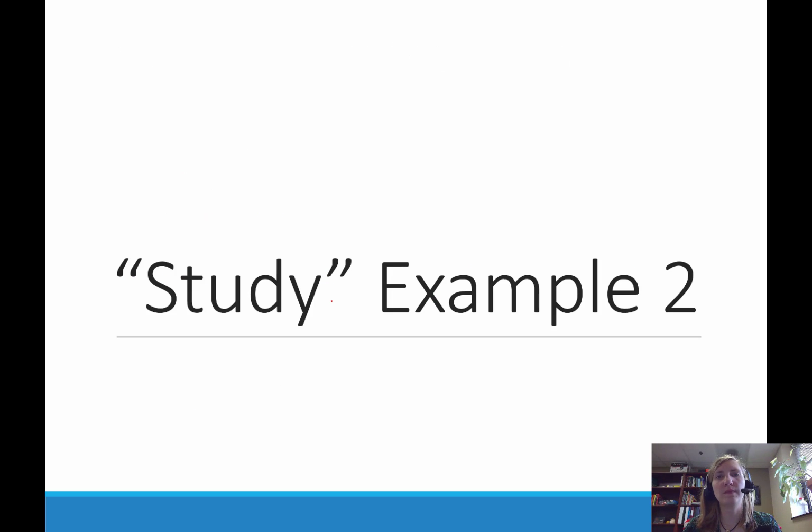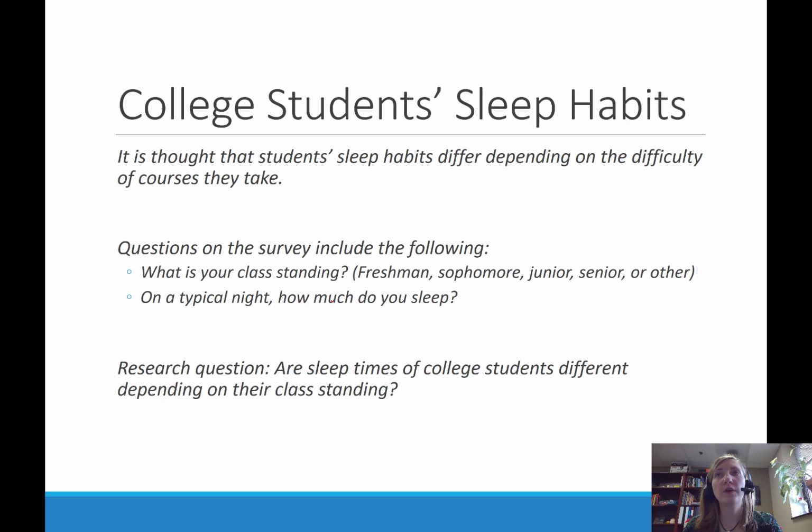Let's review study example 2. Remember that we are comparing sleep times of college students based on their class standing. We are dividing the students into two groups. Based on this information, what do you think the research hypothesis should be? Do you think those with a higher class ranking would get more sleep, less sleep, or a different amount of sleep than those with a lower class ranking? Please consider this thoughtfully before moving on to the next lecture.